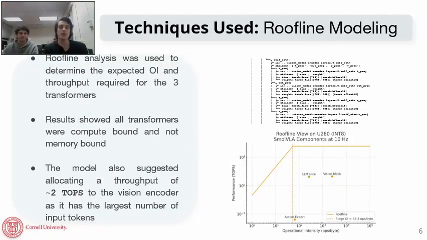So when approaching accelerating this model, one of the techniques that we used was roofline modeling. We used roofline analysis to determine the expected OI and throughput for the three transformers. The results showed that each of the transformers was compute bound and not memory bound. The model that we used suggested that in order to achieve a 10 Hertz throughput rate, we would need a throughput of 2 teraops for the vision encoder, as it has the largest number of input tokens.